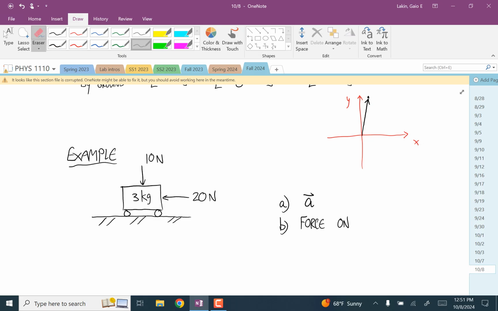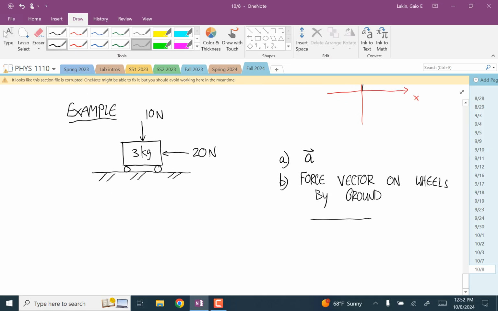You know, this is a force vector. Force vector on the wheels by the ground. Okay, so the first step is to draw the free body diagram. Take a couple minutes and see if you can draw a free body diagram for this. And at each one of these steps, then I'll go through it so you can make sure you're thinking about everything right.